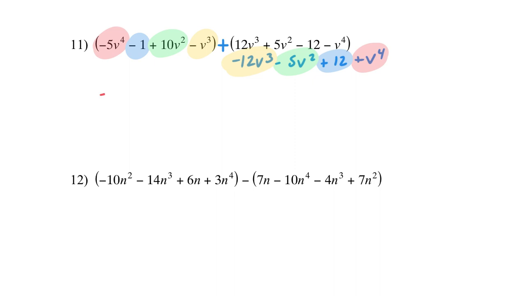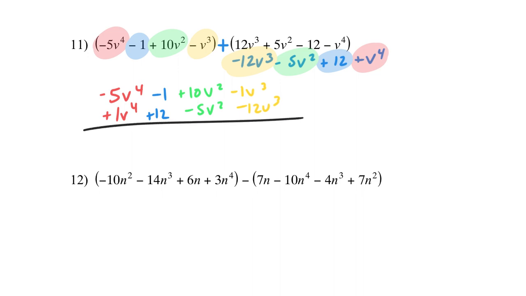And so if I write out my answer, negative 5v to the fourth plus 1v to the fourth minus 1 plus 12 plus 10v squared minus 5v squared and minus 1v cubed minus 12v cubed. I can go ahead and add all these numbers up, so I get negative 4v to the fourth plus 11 plus 5v squared minus 13v cubed, and I'll put my final answer into standard form.